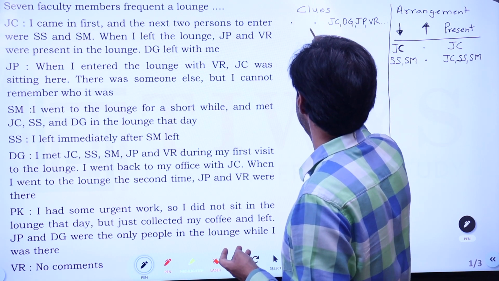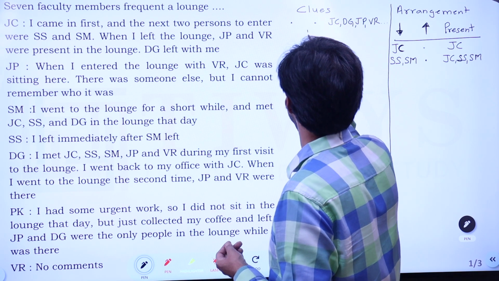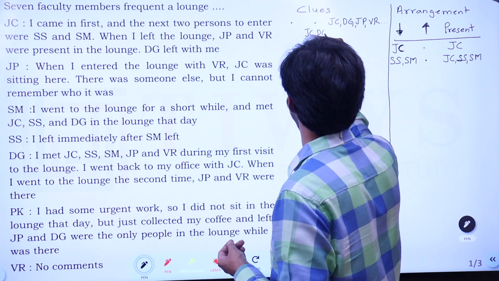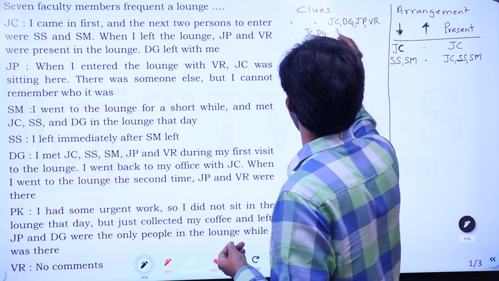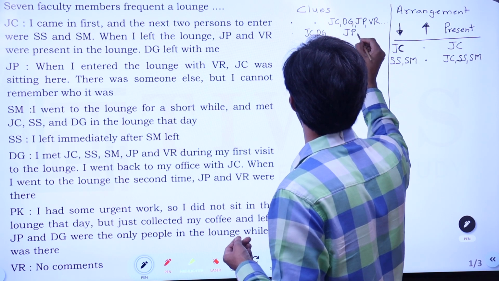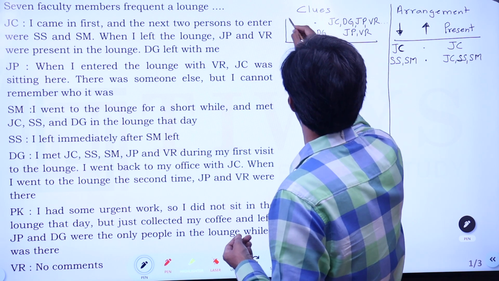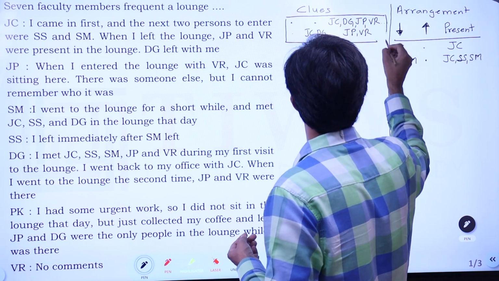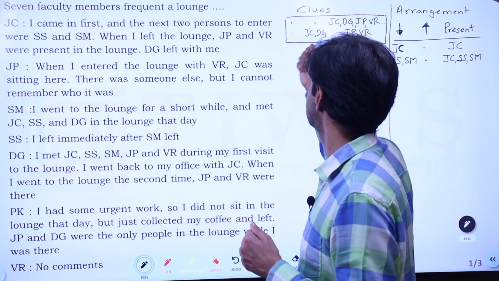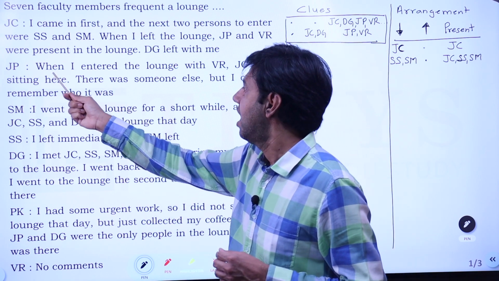At this moment, the next step that happens is JC and DG leave. So the exit is JC and DG. Once they left, what is left over is JP and VR in the room. So this is 1 box, 2 rows that should come consecutively. The moment I see these 4, I can think the next event is possibly going to be the exit of JC and DG.